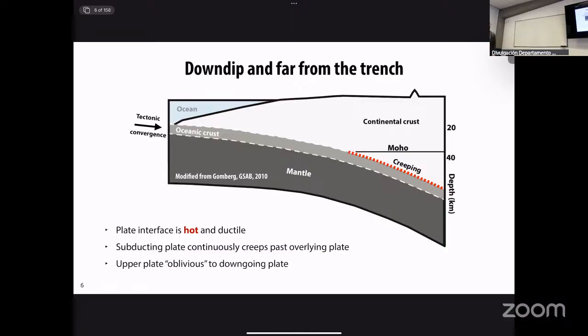The important thing that we'll be thinking about here is that when that's happening, the plate above it is oblivious, or has no idea what's happening beneath it, because there's no frictional contact between those two plates that would try to move the upper plate. So when it's creeping, the upper plate doesn't even know what's happening.